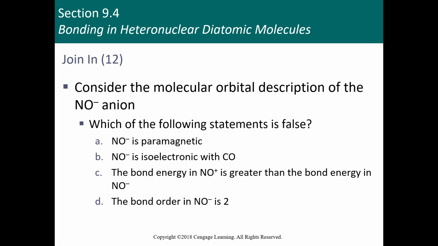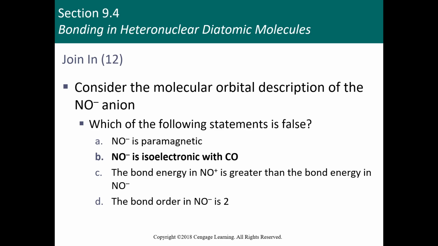So let's consider the molecular orbital description of the NO- anion. Which of the following statements is false? NO is paramagnetic. NO- is isoelectronic with CO. The bond energy in NO+ is greater than the bond energy in NO-. The bond order in NO- is 2. So we're looking for the false one.